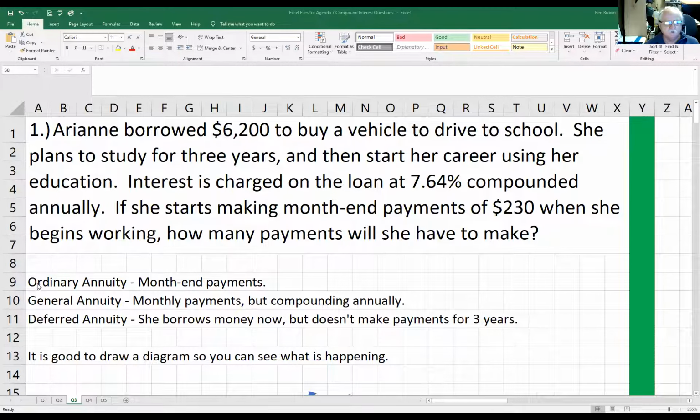So the month-end payments tell us this is an ordinary annuity, not annuity due. But with monthly payments and compounding annually, this is a general annuity. And she borrows the money now, but doesn't make payments for 3 years. So it's definitely a deferred annuity.